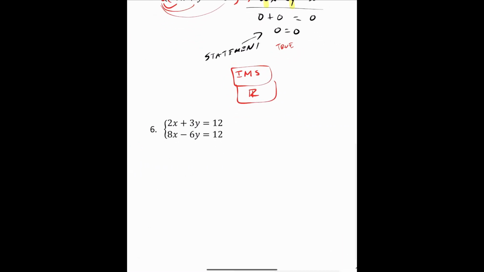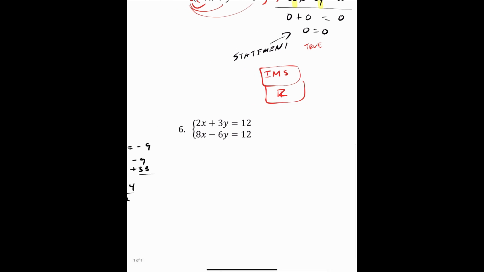Number 6, 2x plus 3y is equal to 12, and 8x minus 6y is equal to 12. So you can choose to eliminate the x's or the y's. I'm going to eliminate the y's this time. And what I'm going to do is multiply this whole equation by 2. So then I'm going to distribute. I have 4x plus 6y equals 24. And then I'm going to rewrite the second equation. I have 8x minus 6y equals 12.